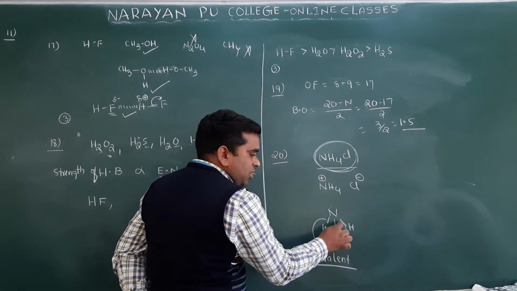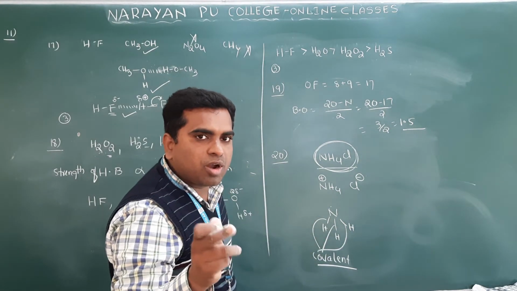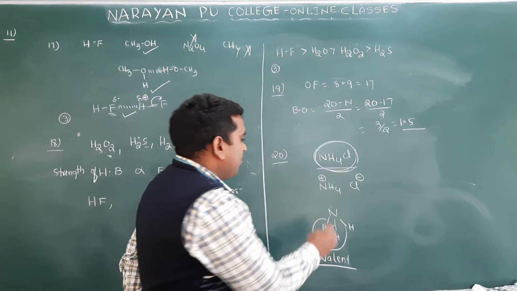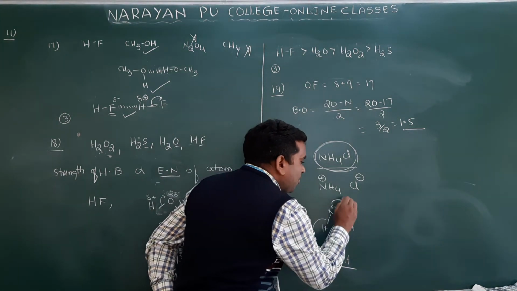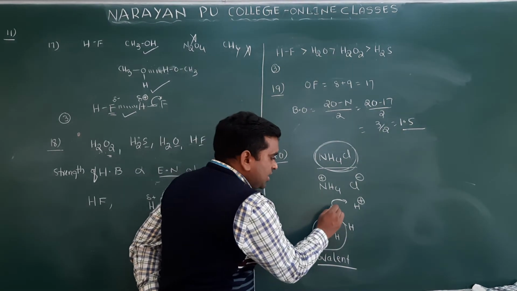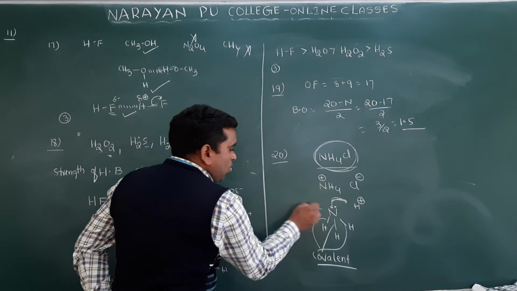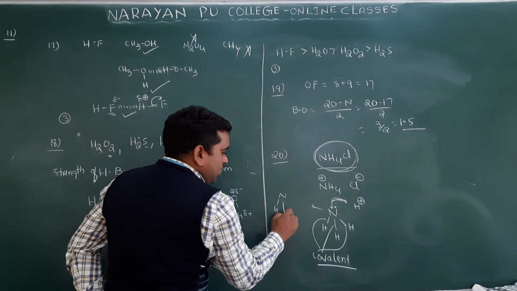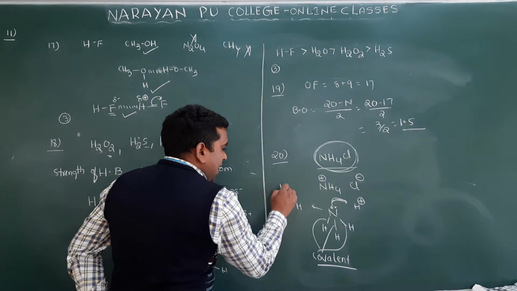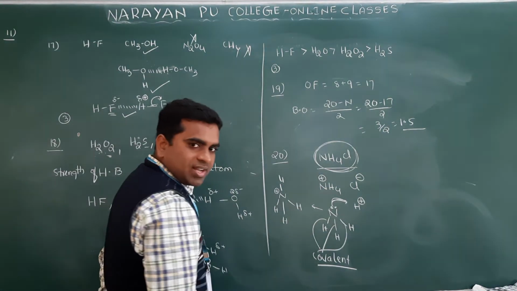Nitrogen is forming how many bonds here? 4 bonds. Nitrogen has to form how many bonds? 3 bonds. Fourth bond, when will it form? When it donates its lone pair of electrons to H plus. A pair of electrons is donating. Nitrogen is losing electron. Hydrogen is gaining electrons. Then what will you see? Hydrogen, and here there will be a positive charge. That is NH4 plus we will consider.